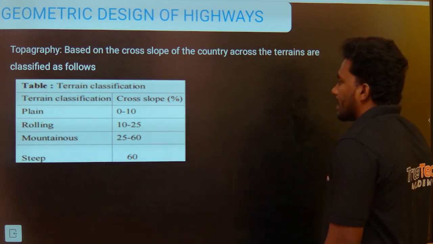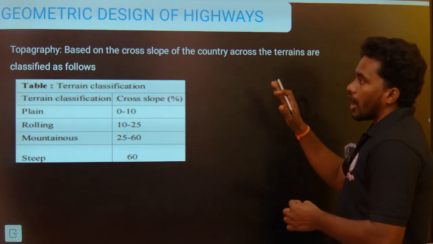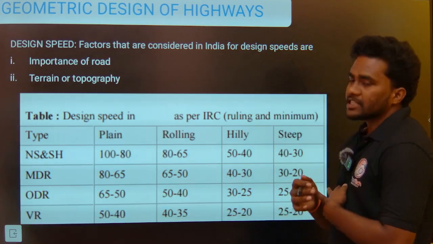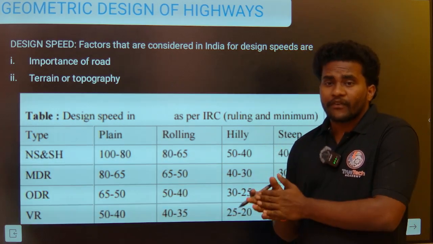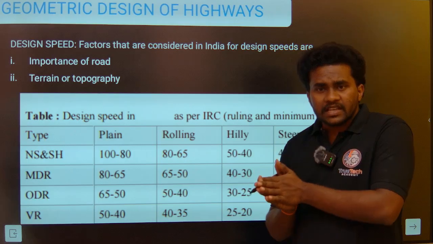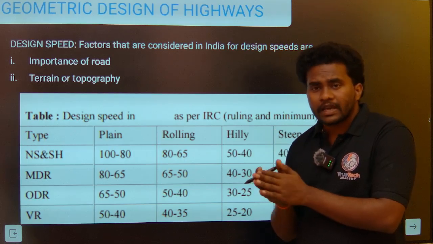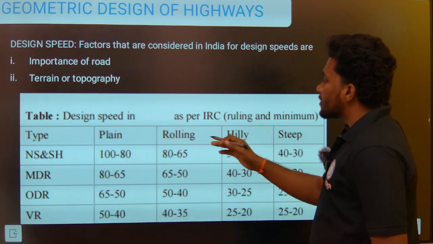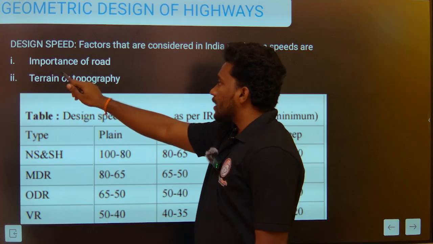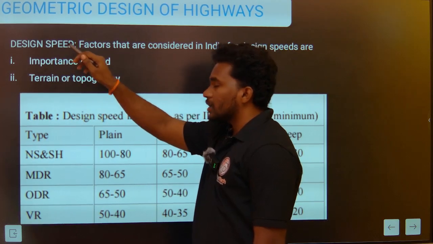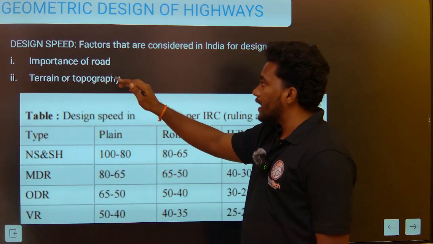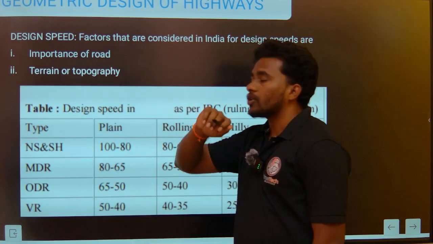After some time, we will discuss how it affects the geometric design. Another one is the design speed, which is the most important factor that affects the whole geometric design, like side distances, horizontal alignment and vertical alignment. The design speed also depends on the importance of the road and the terrain or topography.